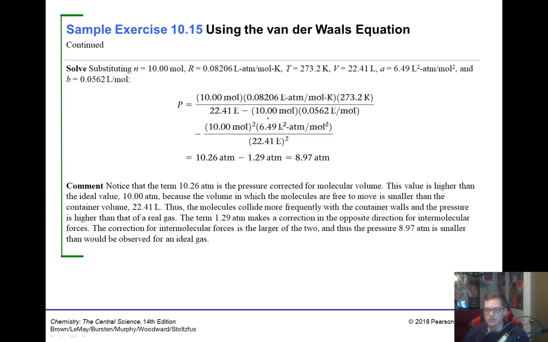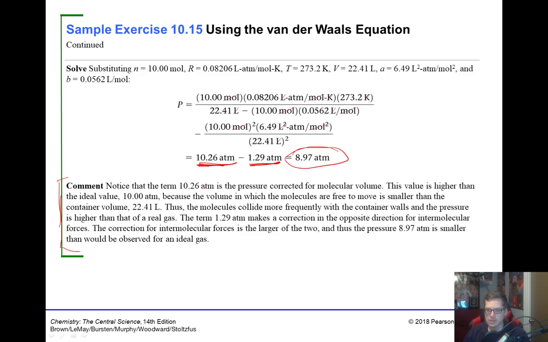So this was that first part, and then there's the second part plugged in. Notice this is the 10.26 minus 1.29. So this would be the pressure of chlorine gas. Notice it's significantly lower than the original 10 that we thought we should get. So let's look at this comment and analyze exactly what they're saying.